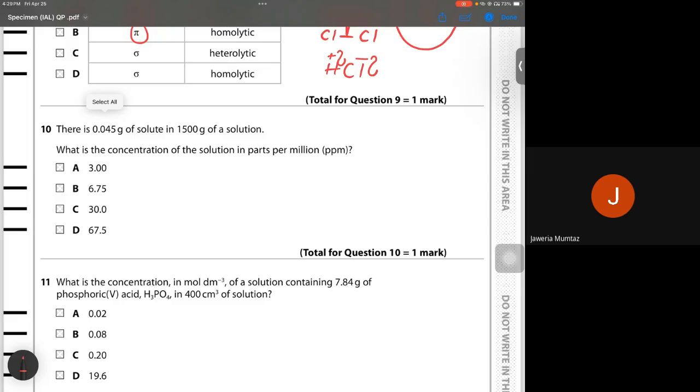Javeria, how did you do this question? I used the formula: solute divided by solvent, multiplied by 10 raised to the power 6. Okay. So 0.045 divided by 1500. What's the answer? Then you multiplied by 10 raised to the power 6. What's the answer? 30. Okay, so C is your correct option.